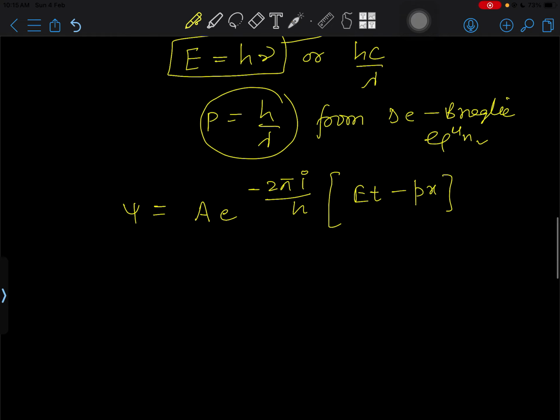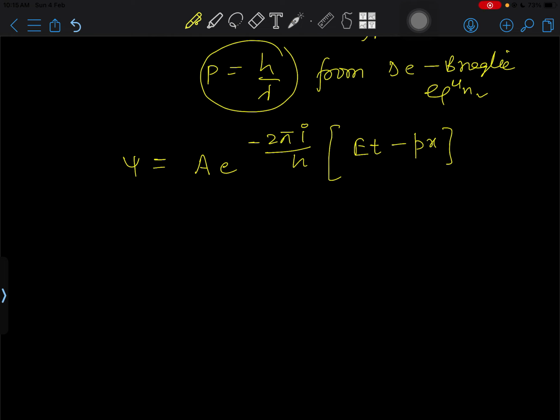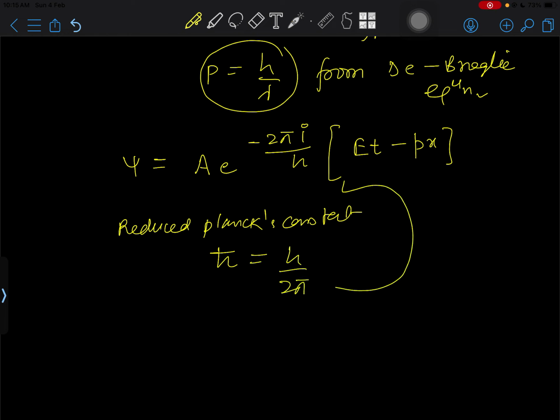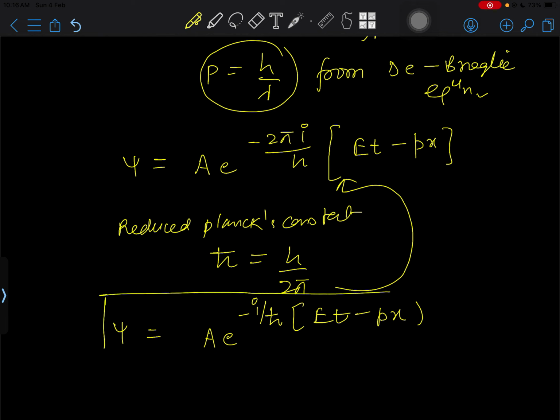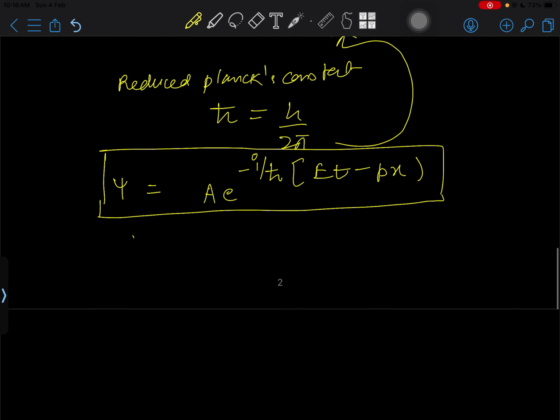This is the equation for the fluctuating parameter. We also know that the reduced Planck's constant, denoted by h cut, is equal to h upon 2 pi. So we can transform this equation again into psi is equal to a e to the power minus i upon h cut (E t minus p x). This is the equation for the free particle which is fluctuating.